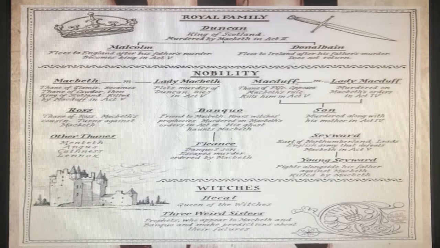Here is then the hierarchy in Macbeth's time. Duncan at the top with his princes, Malcolm and Donalbain. Then under that you've got the nobility, the thanes, that would be Macbeth and Macduff, with Lady Macbeth and Lady Macduff alongside them. Then you've got the minor lords, Ross, Banquo, Siward, next to them with their sons, Fleance and Young Siward. And then lastly at the bottom, you've got the witches with their own chain of command there. Hecate at the top, and then the three weird sisters who follow her. The porter, you notice, is not featured on there.